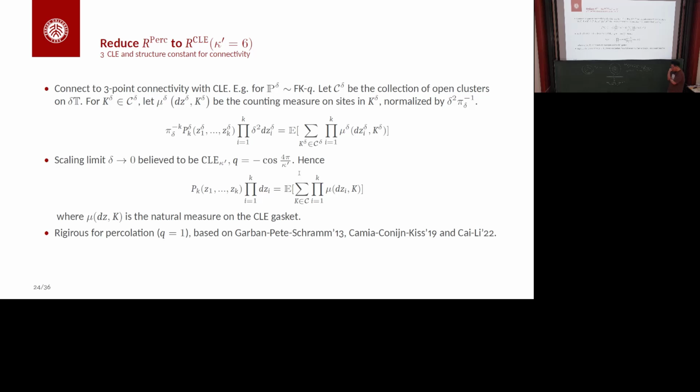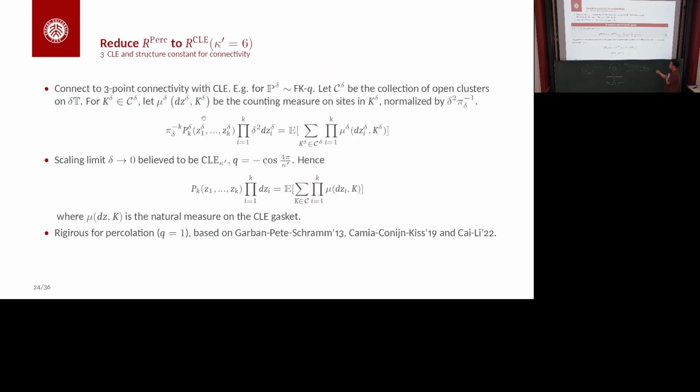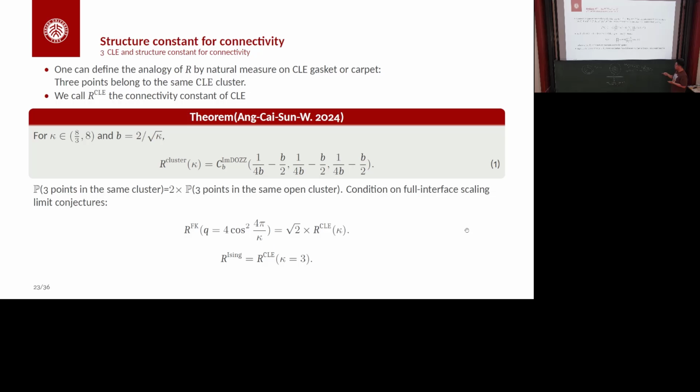For the percolation case, we can actually prove that the thing in the discrete setting of percolation indeed converges to the CLE nature measure definition, which is based on some previous work by Gaban, Peter Schramm, Kamir, Kojin Case, and also Delfino and Viti. In the percolation case, we can indeed prove the limit converges to the FK percolation in the discrete setting and converges to this FK cluster with kappa equal to 6.